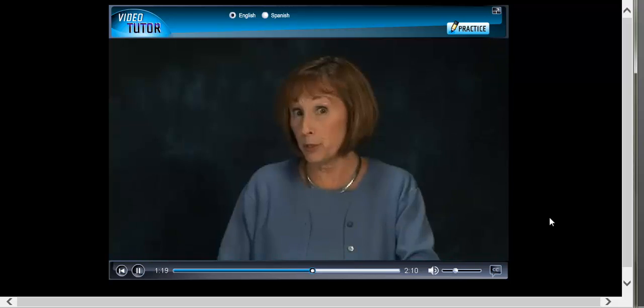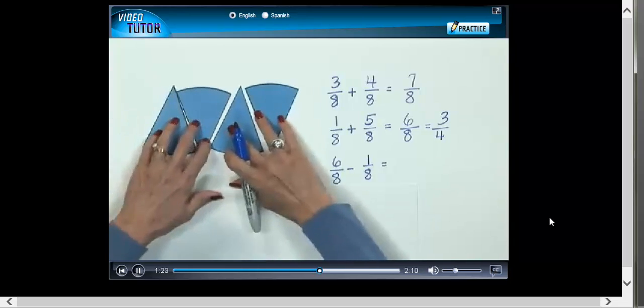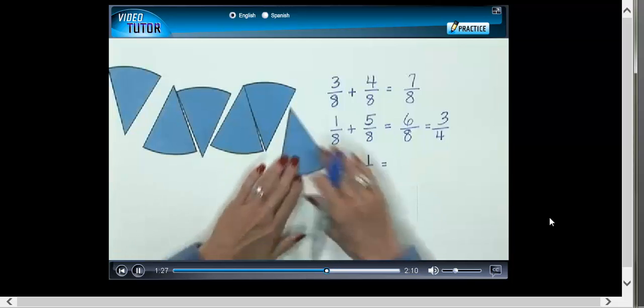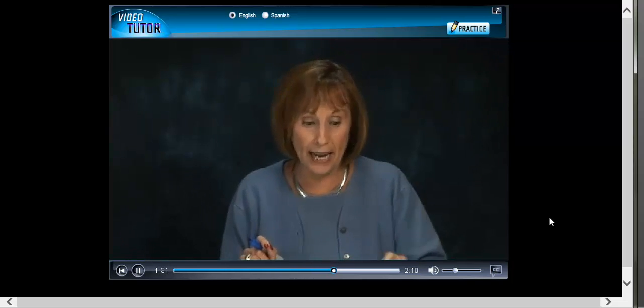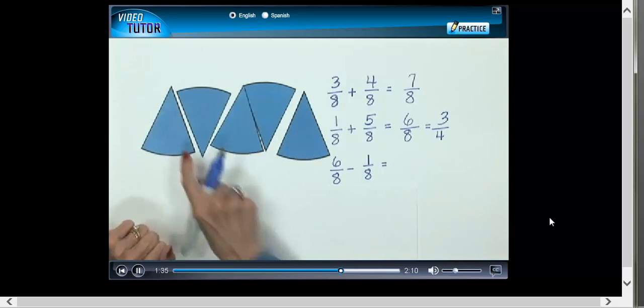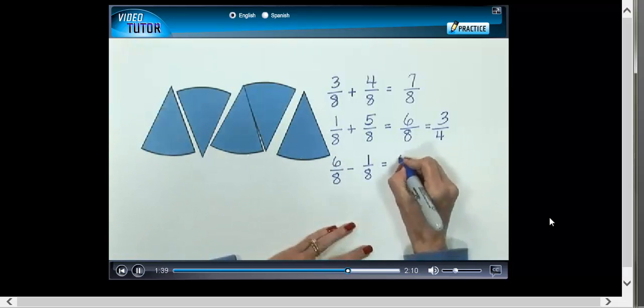Now let's try some subtraction problems. Here we have 6/8. Let's get our 6/8 here. And this time we want to take away or subtract 1/8. When we do, we see very easily that we are left with 1, 2, 3, 4, 5, 5/8.